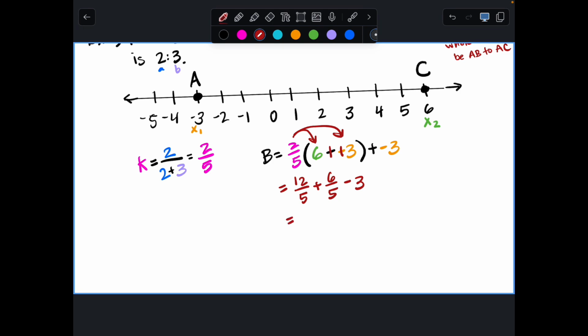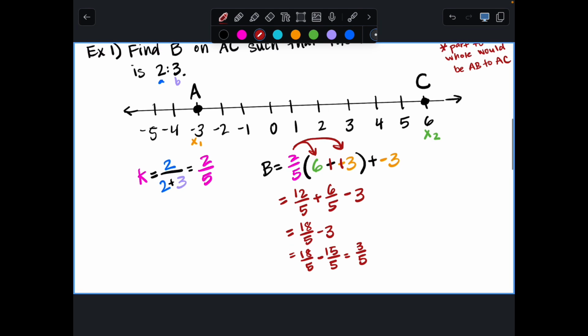Now we can add the fractions together. That gives us 18 over 5 minus 3. If I convert the -3 to a fraction, it's 15/5, which gives me an answer of 3/5. So that is my point B. 3/5, I'm not going to get too detailed. It's somewhere between 0 and 1.